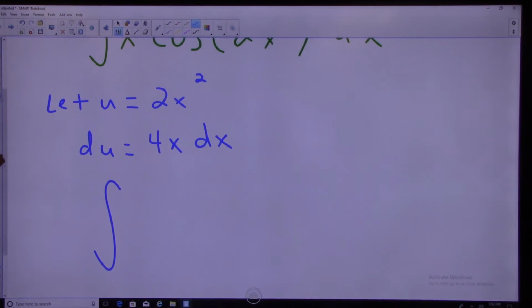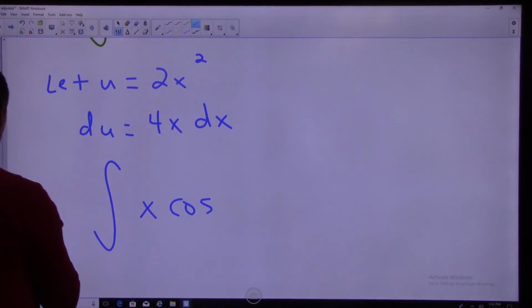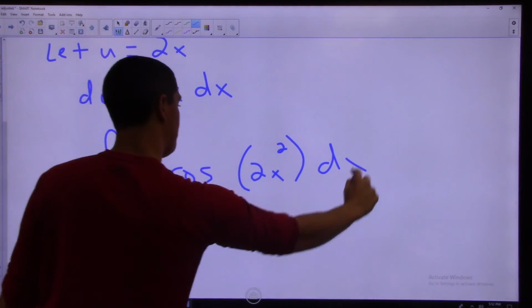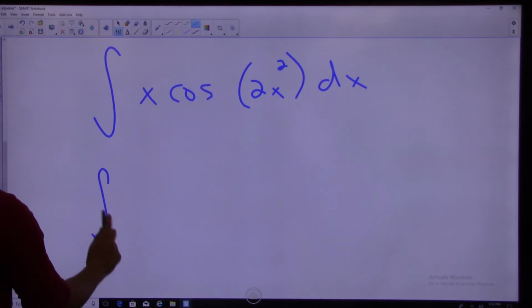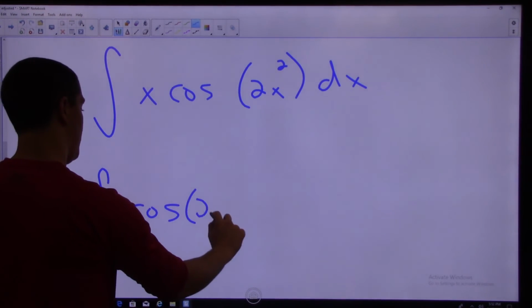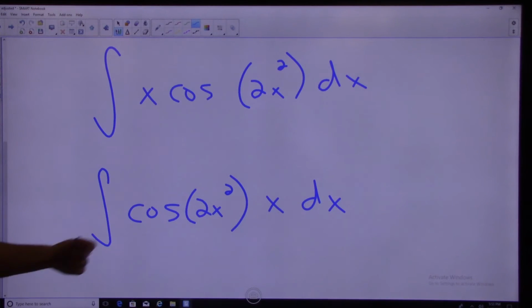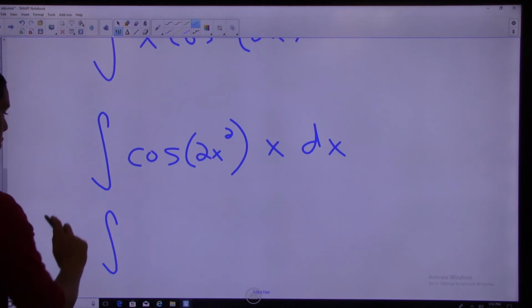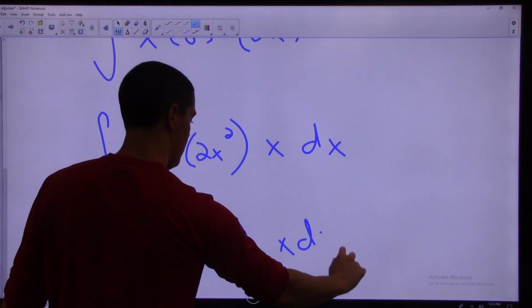Here we go. I'm going to rewrite this as the integral of x times the cosine of 2x squared dx. I'm not changing anything, I'm just going to change the order to make sense. So this is the integral of cosine of 2x squared times x dx. Let me plug in u. This is just cosine 2x squared, we let that be u, so it's going to be cosine of u times x dx.